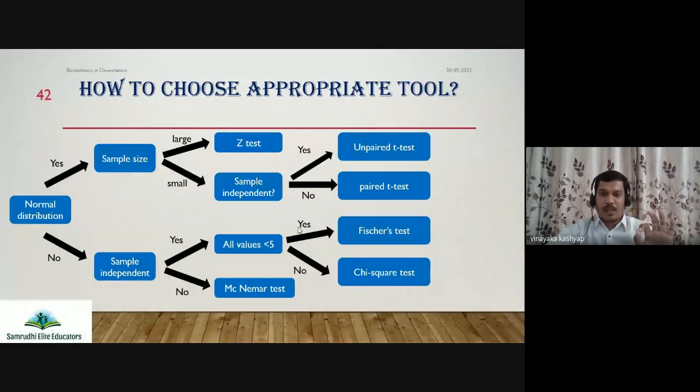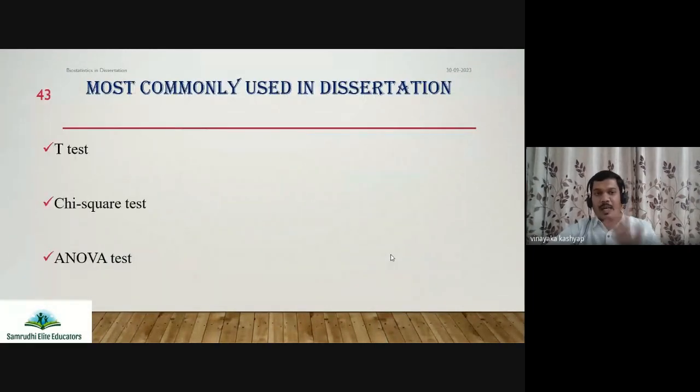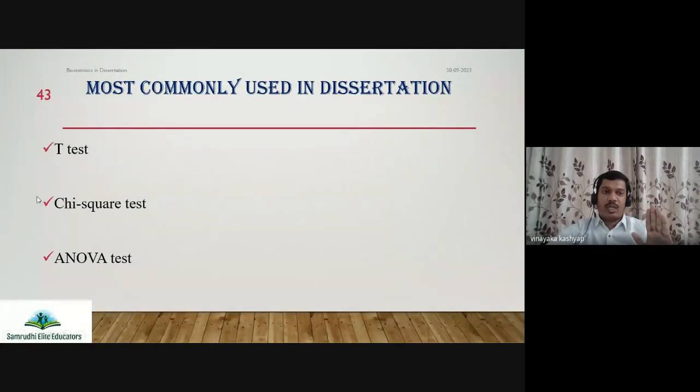90 to 95% of dissertation statistical analysis will require only these three tests: one is t-test, one is chi-square test, one is ANOVA test. If you know how to do these, it is well and truly sufficient. You just have to do univariate analysis, bivariate analysis using t-test and chi-square test, and multivariate analysis using ANOVA test.